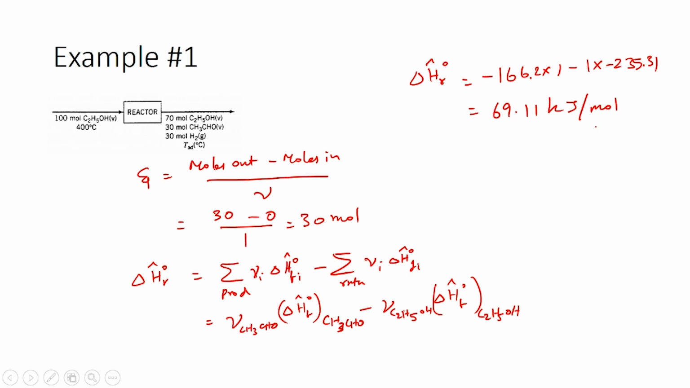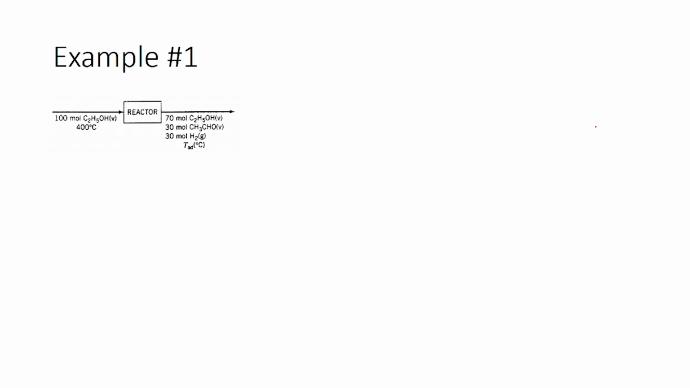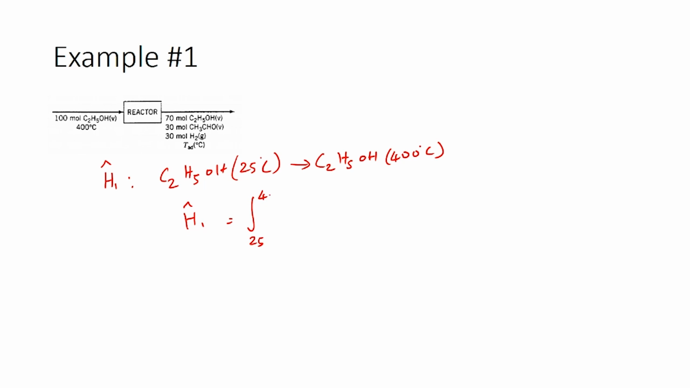The next step is to identify the enthalpy for the inlet and the outlet streams. Let us calculate the enthalpy for the inlet stream, H1 cap. H1 cap is basically the process where you have ethanol vapor at 25 degrees Celsius being heated to ethanol vapor at 400 degrees Celsius. So, your H1 cap would be equal to the integral from 25 to 400 of Cp of ethanol vapor, C2H5OH vapor, dT. We need to get the Cp for ethanol and we will be able to perform this calculation, and this would give us a value H1 cap of 33.79 kilojoules per mole. You can get the Cp value from your textbooks or other reference books.